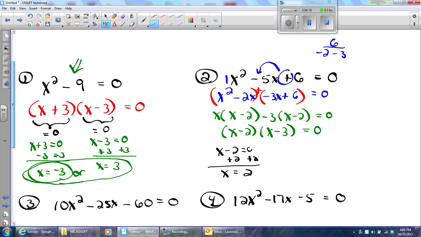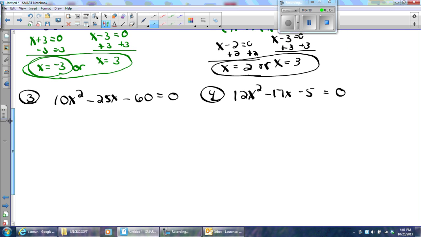And here I go: x minus 3 equals 0, and I solve for x. Okay, so there we go. All right, now again, remember I told you it's not always going to be just the opposite sign of the number. Be careful.